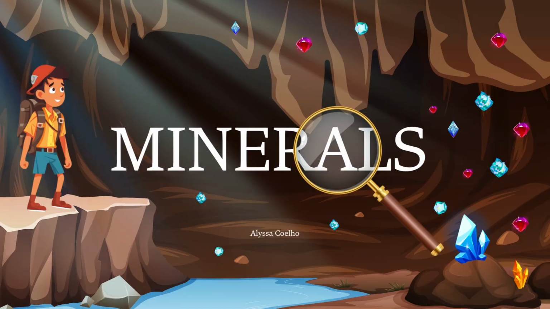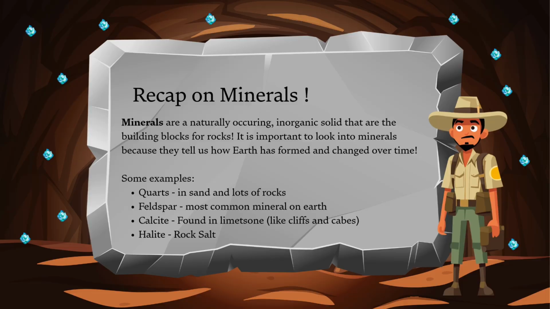So let's get started. We're just going to do a really quick recap on what minerals are. Minerals are naturally occurring inorganic solids that are the building blocks for rocks. It's very important to look into minerals because they tell us how Earth has formed and changed over time. So these are some examples, and two of them, quartz and halite, we will be talking about today. But these are all very common minerals on Earth.